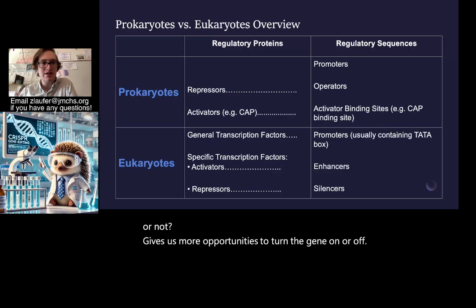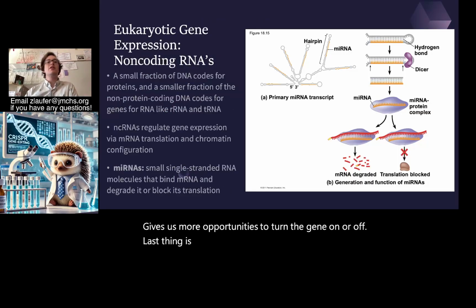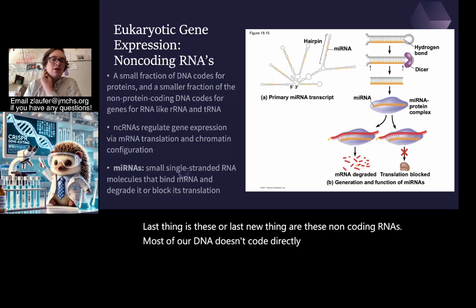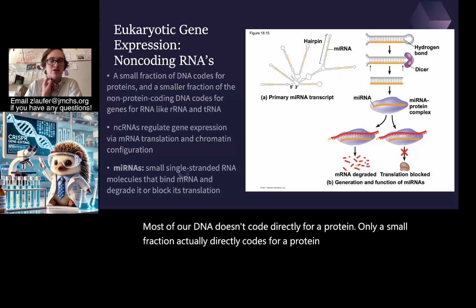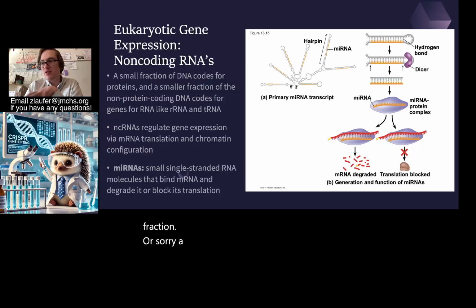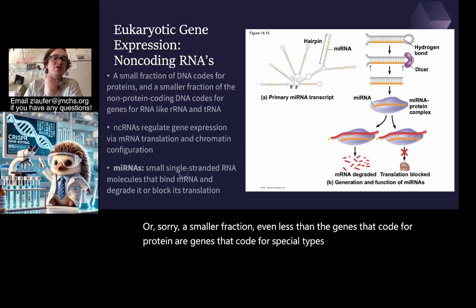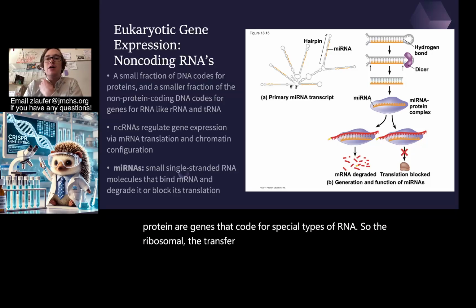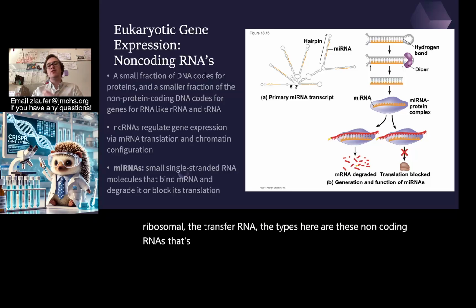Last new thing is these non-coding RNAs. Most of our DNA doesn't code directly for a protein. Only a small fraction actually directly codes for a protein. And of that small fraction, a smaller fraction, even less than the genes that code for protein, are genes that code for special types of RNA, so the ribosomal and the transfer RNA. The types here are these non-coding RNAs. That's what ncRNA is. ncRNAs don't code for proteins.